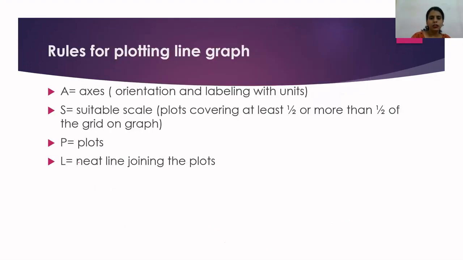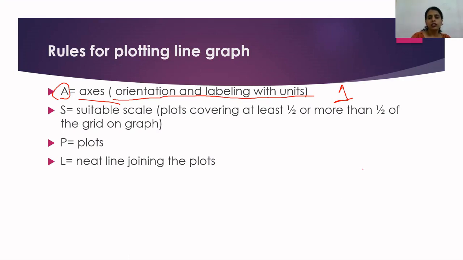So these are the general rules as per your IGCSE marking scheme. A refers to axis, so 1 mark will be awarded. Generally this question is asked for 4 marks, plotting of graph. So 1 mark you will get when you have correct orientation and labeling of the axis with units.